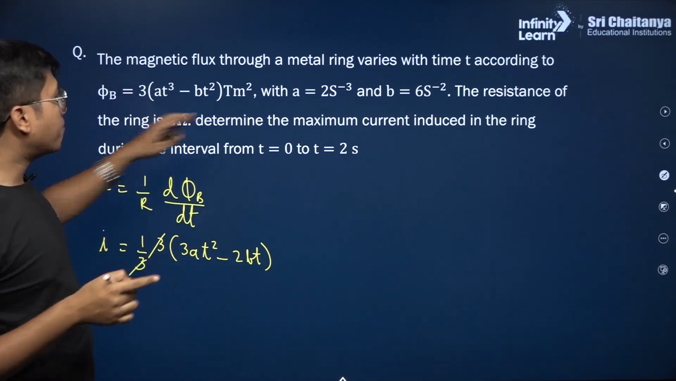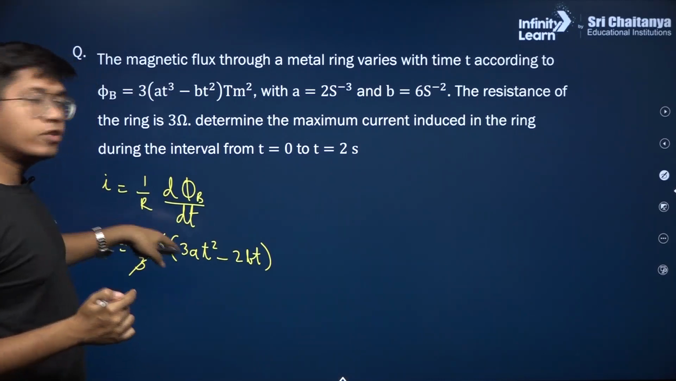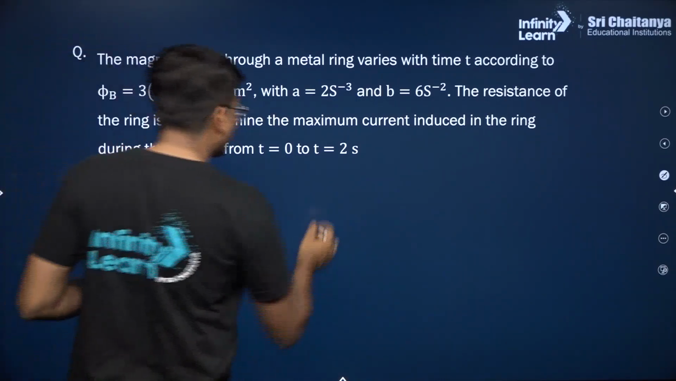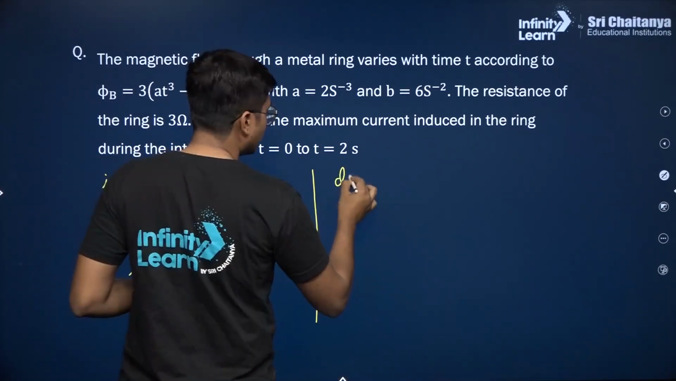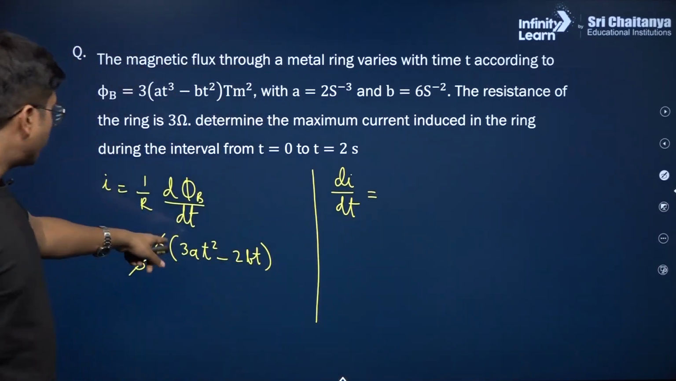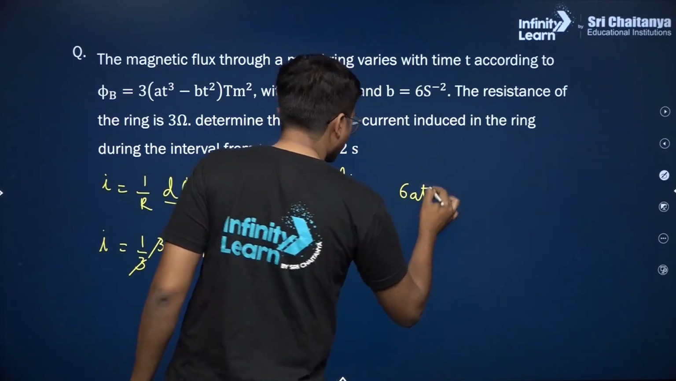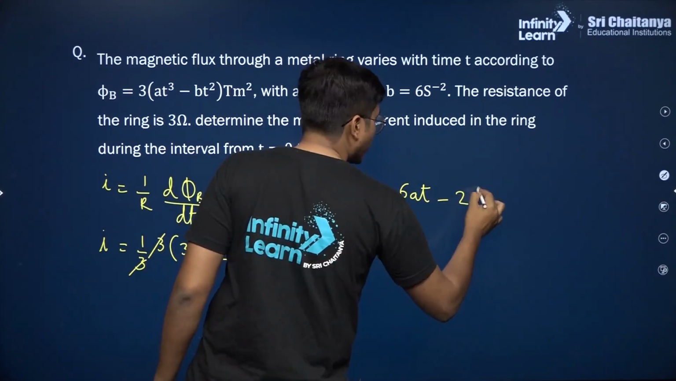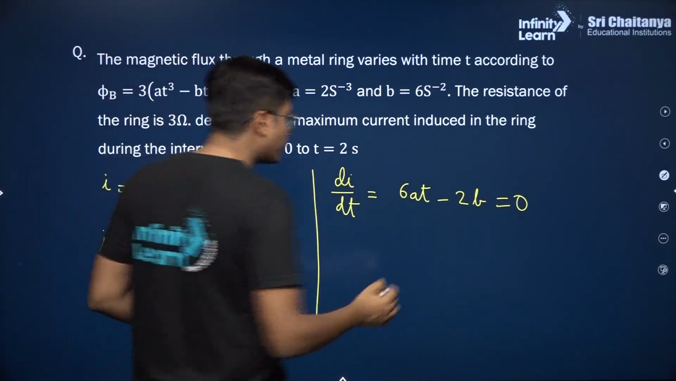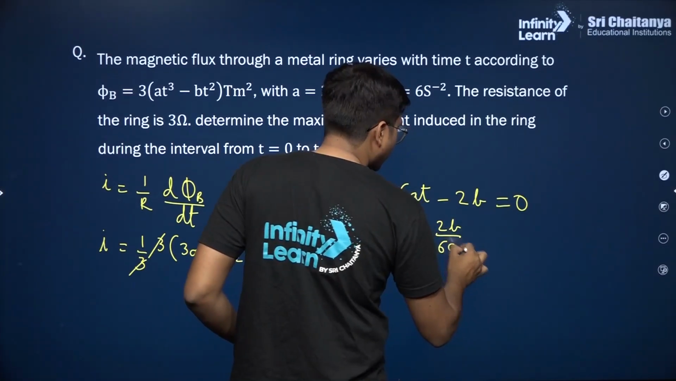Now we want the maximum current, and we need the time when the maximum current comes. So we need to first differentiate this. We need to use the maxima method. So differentiating this, what do we get? di/dt would give us 3at square minus 2b, and that has to be equal to 0. So the t value that we get from that is t is equal to 2b by 6a.